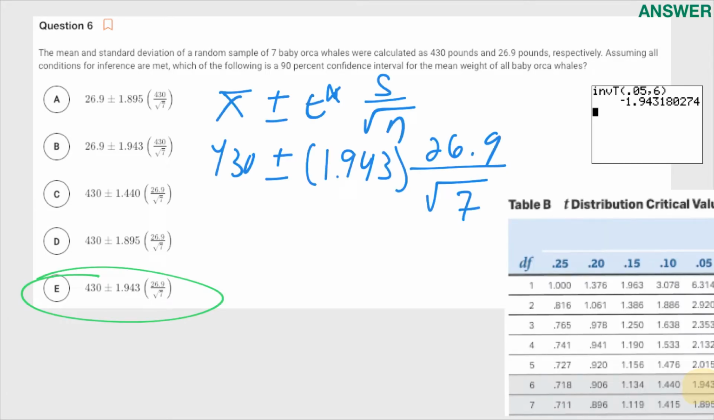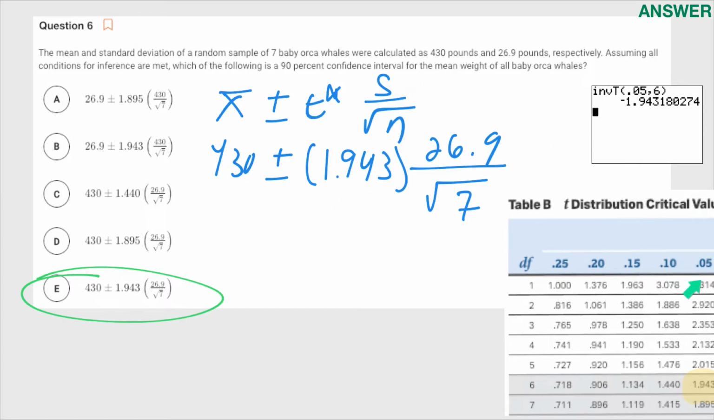So the key to this one is building the confidence interval formula, which you should either memorize or pull off the formula sheet. I would suggest memorizing it, it's a lot faster. Matching up the information you were given, the mean is 430 pounds, the standard deviation is 26.9 pounds, the sample size is 7, and you need to find t star either by finding inverse t on your calculator or using the t table in the formula sheet, going to 0.05 and 6 degrees of freedom, and finding out that t star is 1.943.